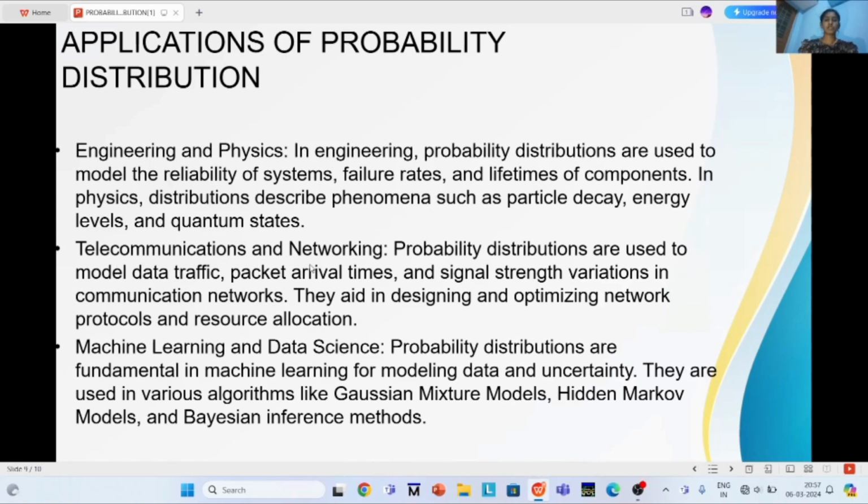In telecommunications and networking, probability distributions are used to model data traffic, packet arrival times, and signal strength variations in communication networks. They aid in designing and optimizing network protocols and resource allocation. In machine learning and data science, probability distributions are fundamental for modeling data and uncertainty. They are used in various algorithms like Bayesian mixture models, hidden Markov models, and Bayesian inference models.